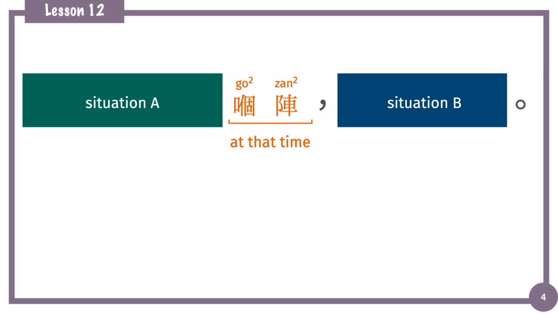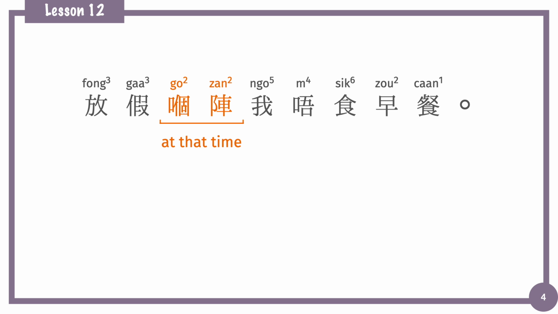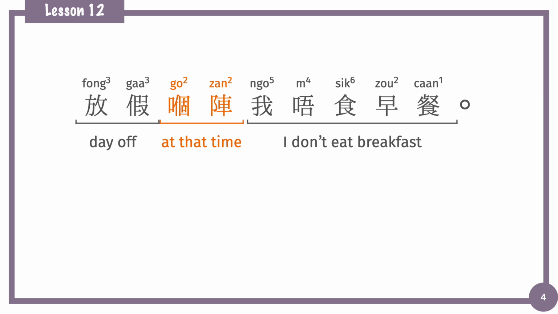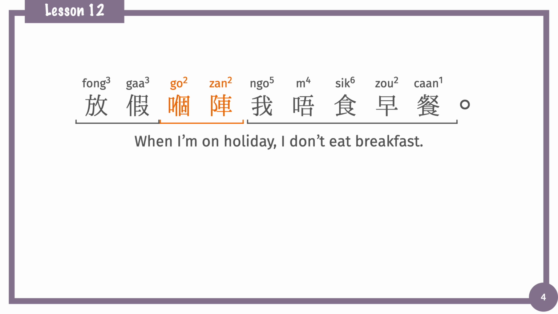So when 嗰陣 appears, it always has two situations. Situation A 嗰陣, then situation B, that means situation B happened during situation A. Let's see one more example. 放假嗰陣，我唔食早餐。放假 means day off. 嗰陣, at that time, 我唔食早餐, I don't eat breakfast. 放假嗰陣，我唔食早餐. That means when I'm on holiday, I don't eat breakfast.